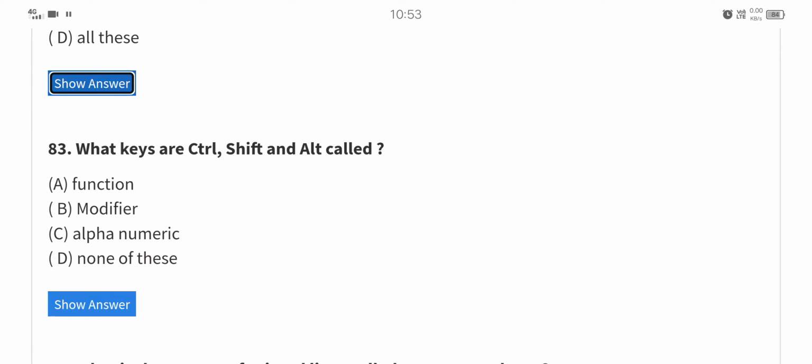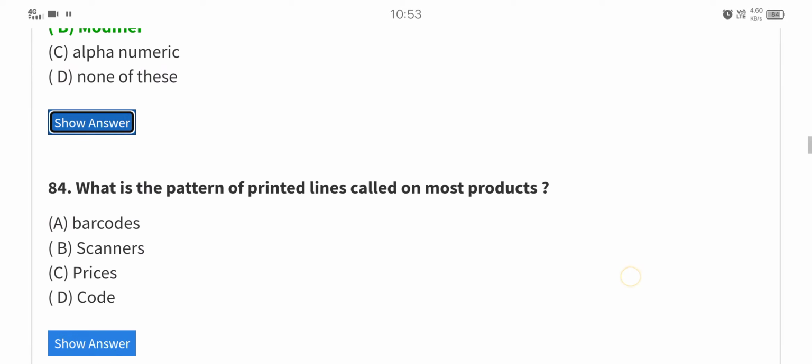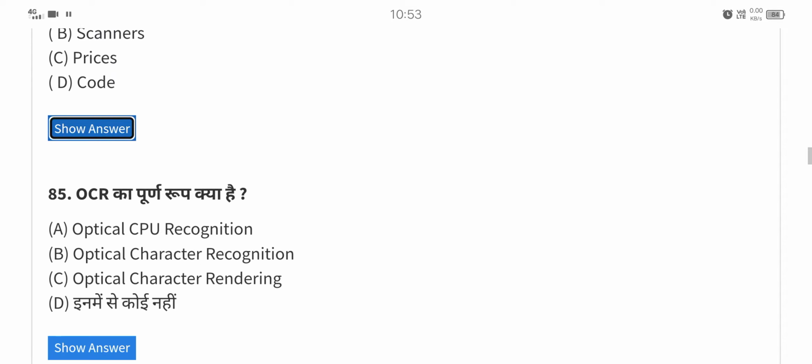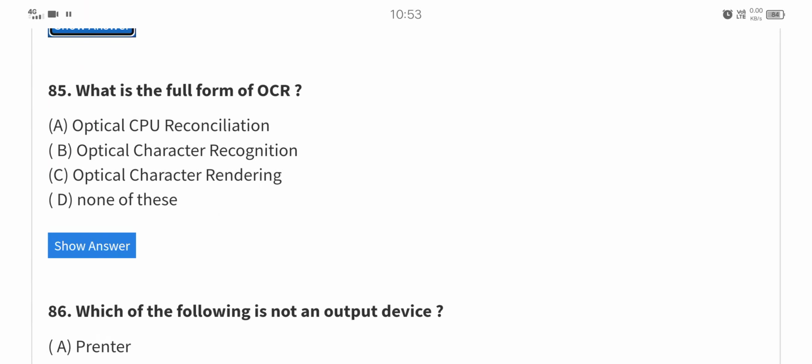What are the Control, Shift and Alt keys called? Modifier keys. What is the pattern of printed lines called on most products? Barcodes. What is the full form of OCR? Optical character recognition.